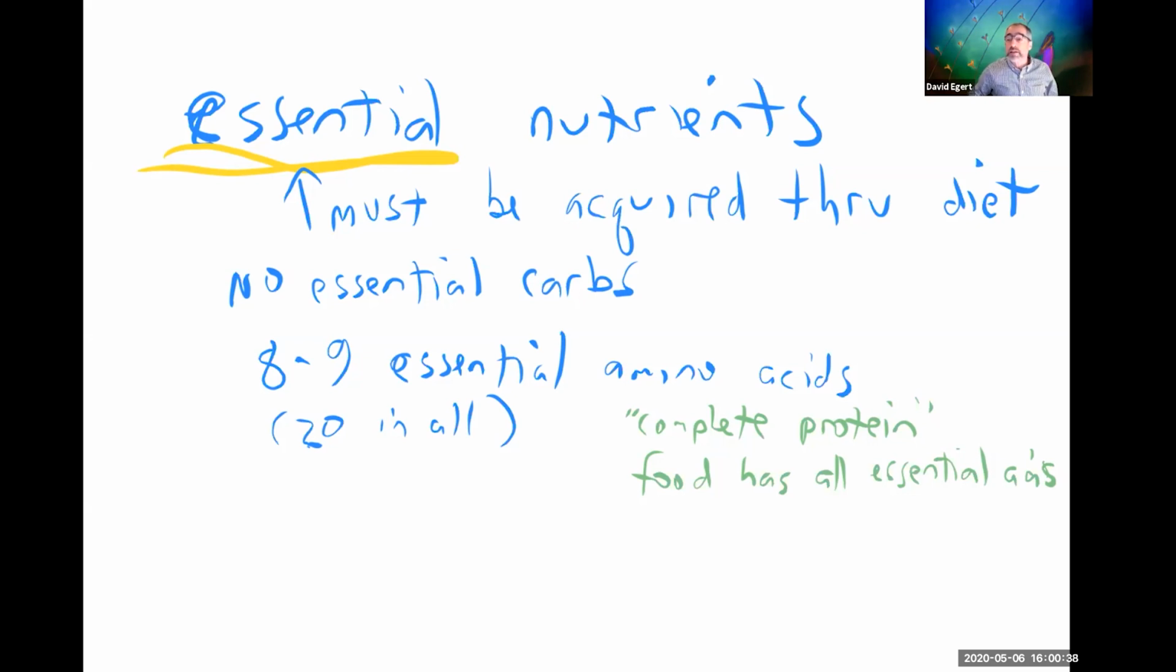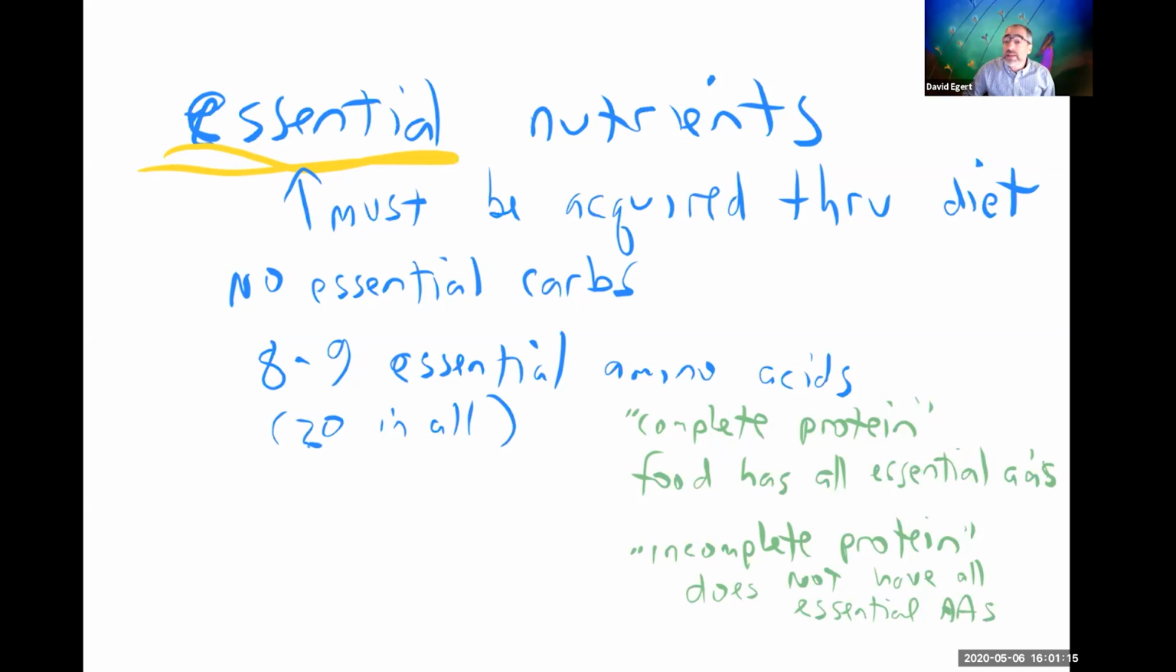If you're eating an organism that is more alien, like a plant, which is a really different kind of organism from an animal, it doesn't necessarily have all the essential amino acids. So we have the idea of an incomplete protein, which does not have all essential amino acids. Like for instance, wheat. Wheat has amino acids, but it does not have all the essential amino acids that you need.